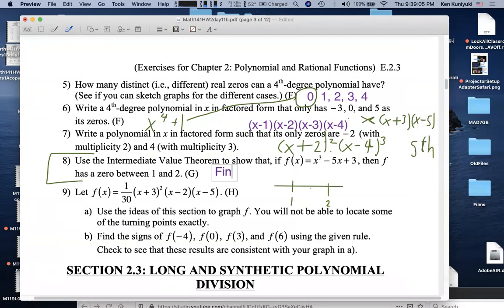Evaluate or find f of 1. Also, find f of 2. And observe they have different signs. And then you can apply the IVT, meaning you state these things.